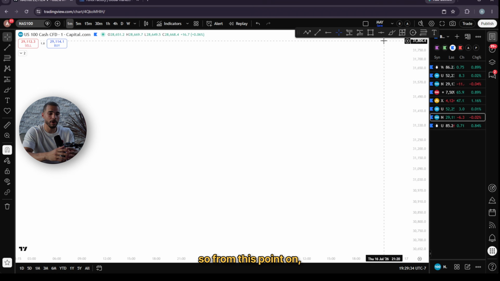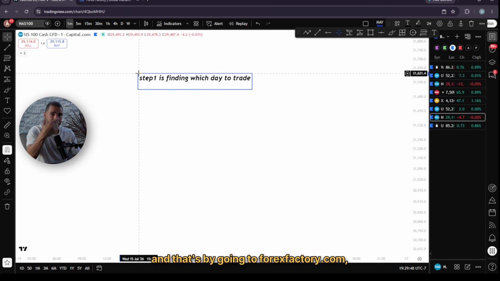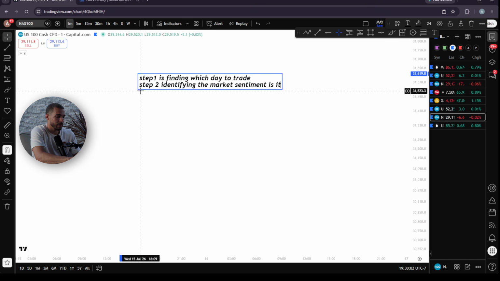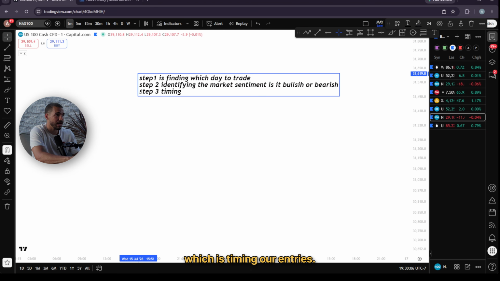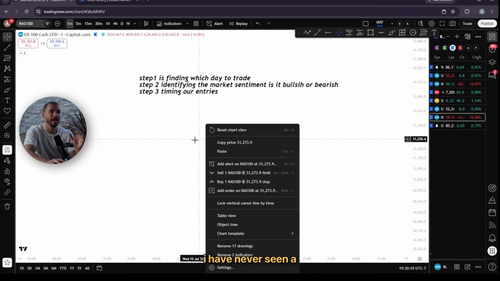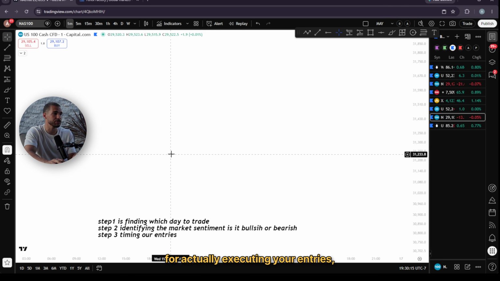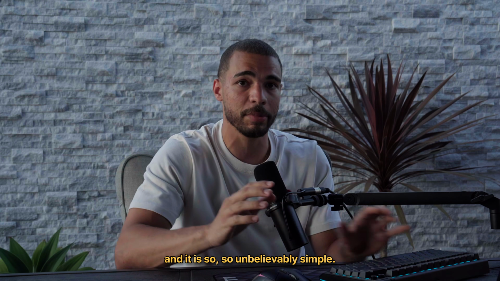So from this point on, all that we have to do is time our entries. So we already know step one is finding which day to trade, and that's by going to forexfactory.com. And then step two is identifying the market sentiment. Is it bullish or bearish? And then we have step three, which is timing our entries. Now I'm going to be showing you guys literally the holy grail. Like, I have never seen a better system than this for actually executing your entries. And it is so unbelievably simple.